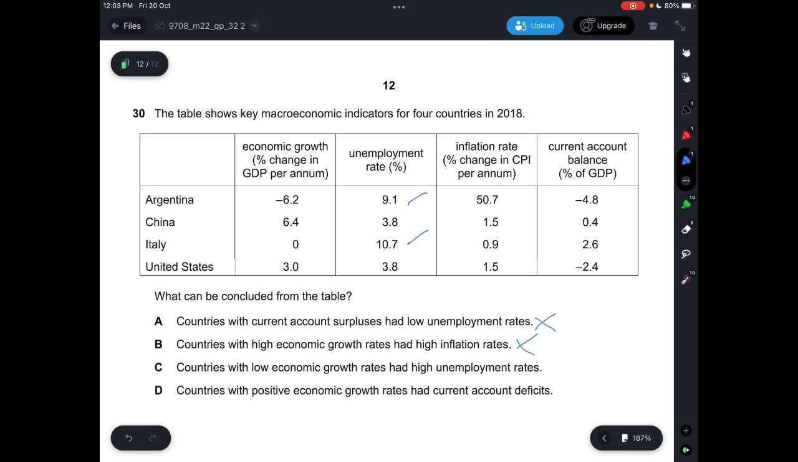So it's sound, because these two data points are able to prove that this is correct. And D, countries with positive economic growth rates had current account deficits. So positive economic growth rates, that will be 6.4 and 3.0. The current account balance is 0.4 for China and negative 2.4 for the United States. It's making a relative statement here, saying that typically they will have current account deficits. That's no, because even though the United States has a current account deficit, China has a current account surplus. So D is incorrect because of that, so the answer is C.